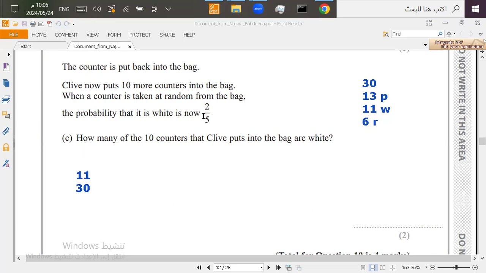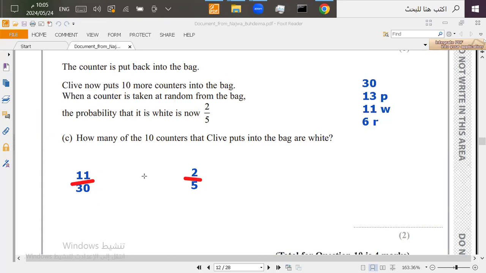First, how do we make this 2 over 5? 2 over 5. So how did the 5 become 30? Very good, by multiplying by 6. So let's see. But we're adding 10. Yes, we're adding 10. So 5 times, this is 30. It was 11 over 30. We need it to become 2 over 5.